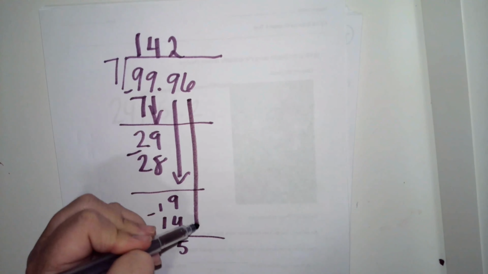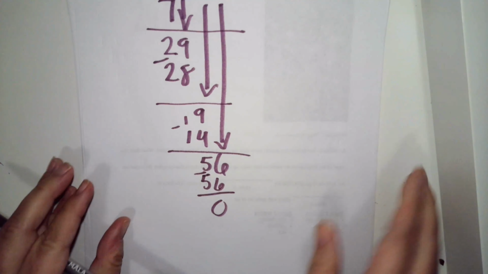Okay? 7 goes into 19 2 times. And 2 times 7 is 14. If I subtract it, I get a 5. I'm bringing down my 6. Okay? So now 7 going into 56. I know that 7 goes into 56 8 times. And 8 times 7 is exactly 56, leaving me with a 0 and nothing more to bring down. Okay? So my problem's done.